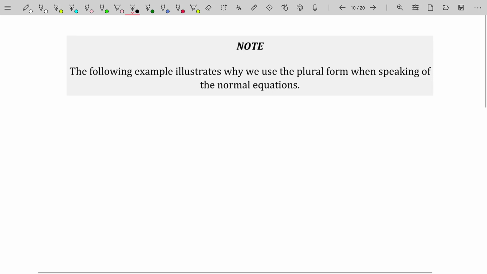Now, I decided to go ahead and move forward and do another example before hopping back to the proof of the theorem that we're currently using, just because I want us to get used to using this theorem. So the following example illustrates why we use the plural form when speaking of the normal equations. Remember, the normal equations are A transpose A times x hat is equal to A transpose B.